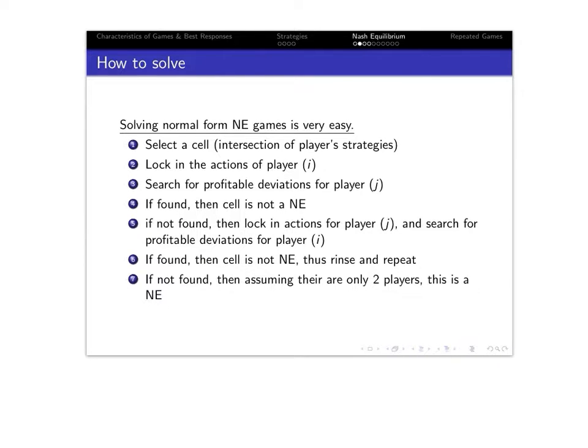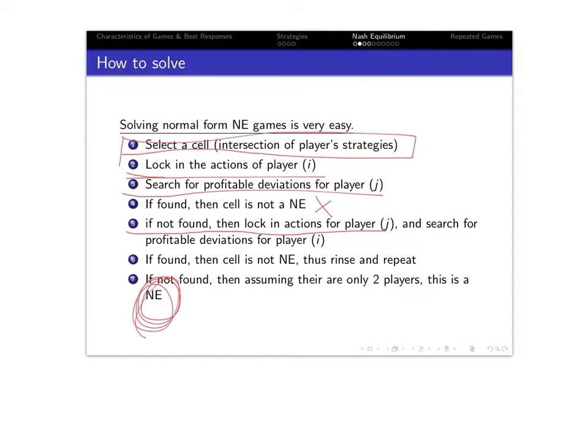So solving a normal form Nash equilibrium game is very easy. It's a fairly simple algorithm. So you select a cell in the table, so that's like a row column combination. You lock in the actions of player I. You search for profitable deviations from the other player. If you find a profitable deviation, it's not a Nash. If you can't find one, then you lock in the actions for player J and you search for profitable deviations for the other player. If you find one, then it's not a Nash and you move to the next cell. If you don't find one, then assuming there are only 2 players, then you found at least one of the Nash equilibria.